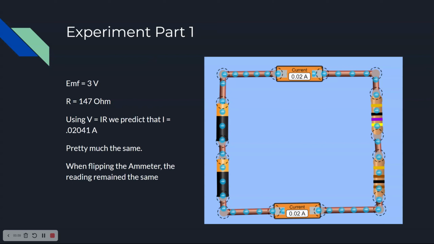We just have a simple circuit set up with an EMF of 3 volts, a total resistance of 147 ohms with 2 resistors in series, as seen over here. And then using the V equals IR formula, I predict that I, or the current, would be 0.02041 amps, and as seen in the image, it's 0.02, which is pretty much the same. And just looking at it, if we were to switch the orientation of the ammeters, at least in this program, we would get the same result.